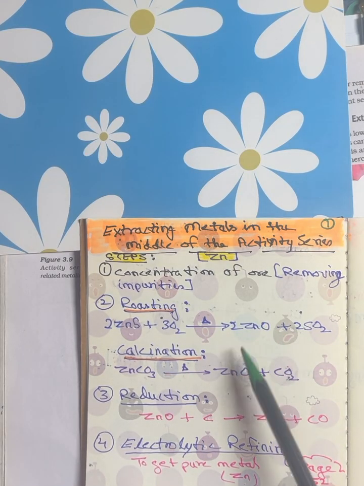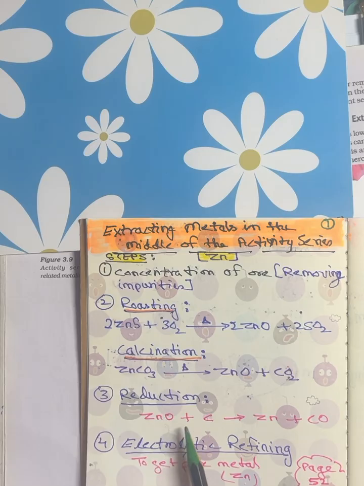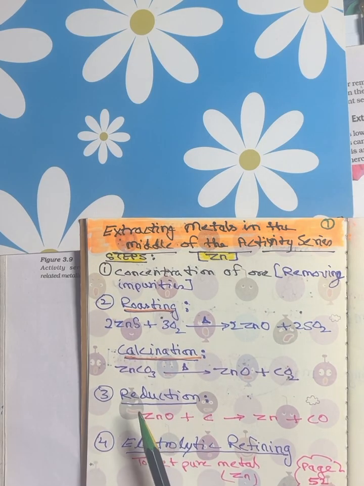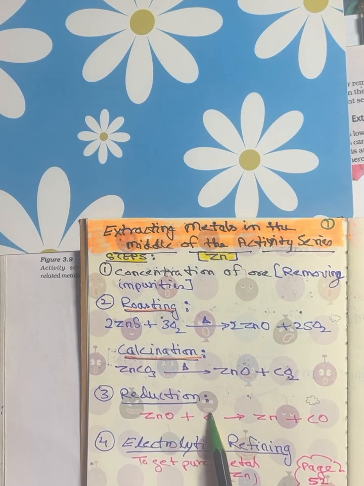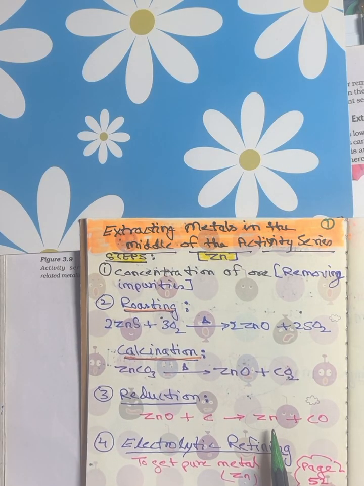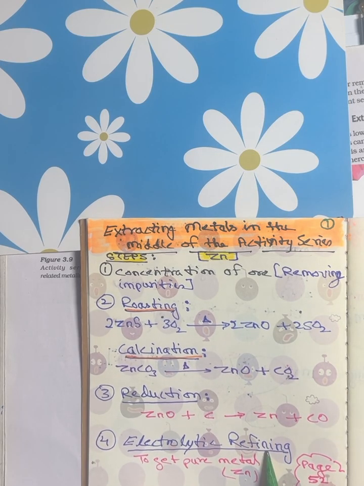Now we get zinc oxide. Then we reduce zinc oxide in the presence of carbon, which is a reducing agent, and we get zinc metal, but this zinc metal is still not pure. So what do we do? Electrolytic refining.